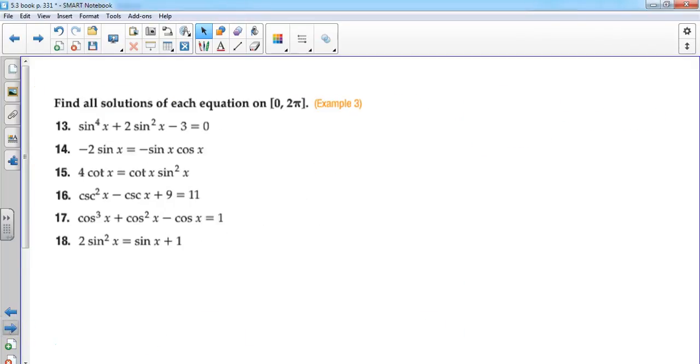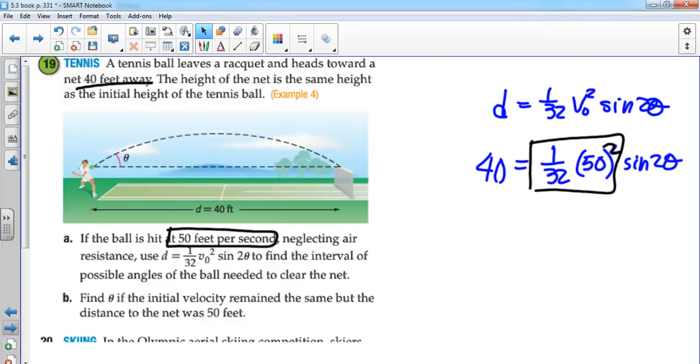All right, guys, I don't know if this is on the homework check, so pay special attention. Number 19, 331. It says 50 feet per second, that goes in as the initial velocity, and you're trying to hit it 40 feet away, that's the distance. So if you get all that typed in, what do you get? 78.12.